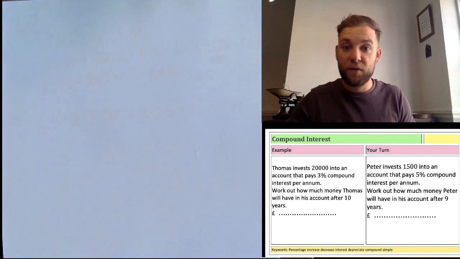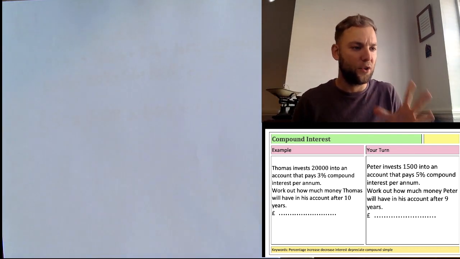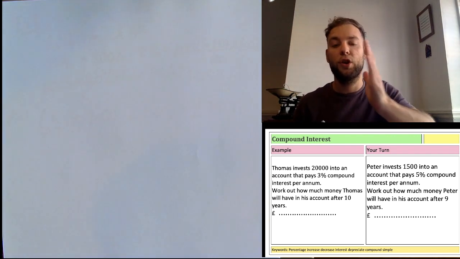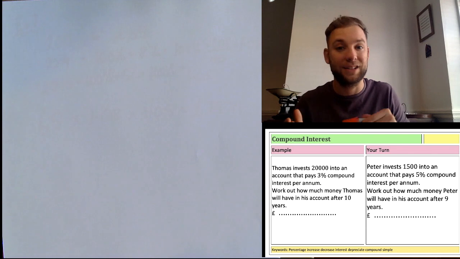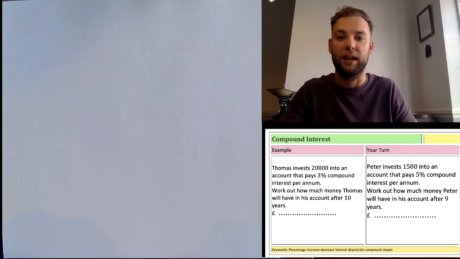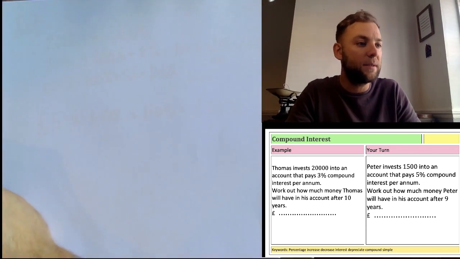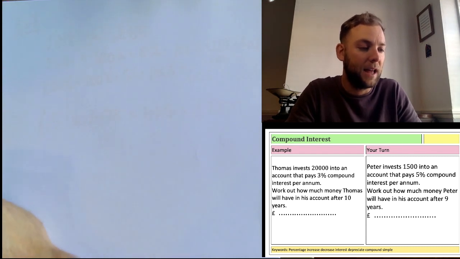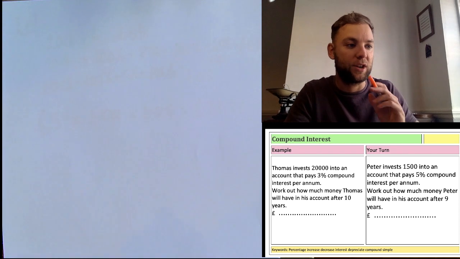So the first thing I'm going to talk about is this first question. I'm going to go straight into these questions now. Hopefully you will have watched the previous video, which is on percentage multipliers, because we do need that for this one here. So the question says Thomas invests 20,000 into an account that pays 3% compound interest per annum.